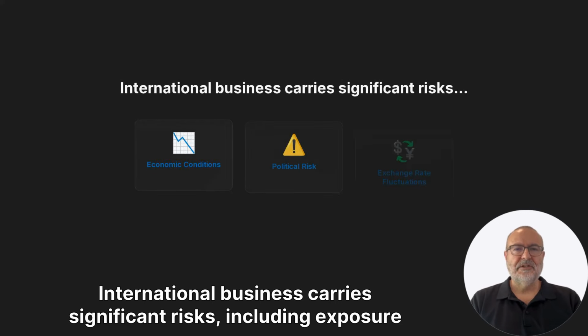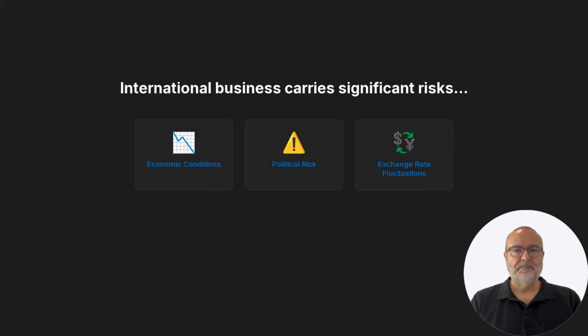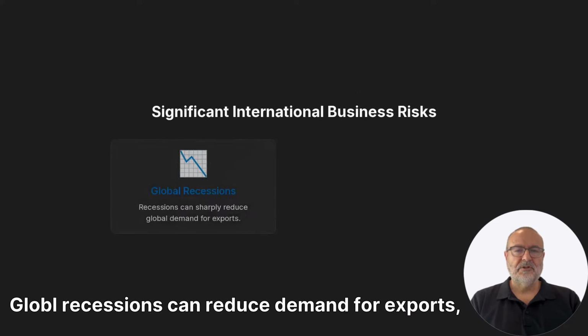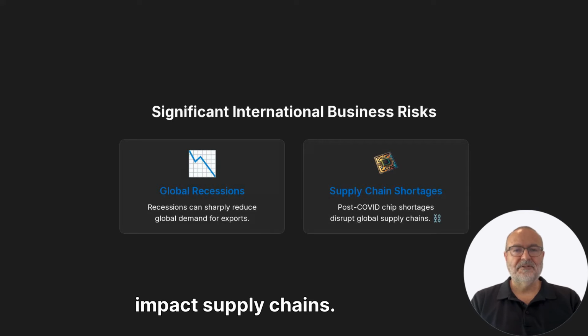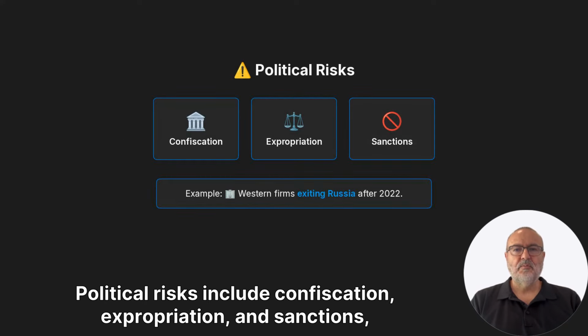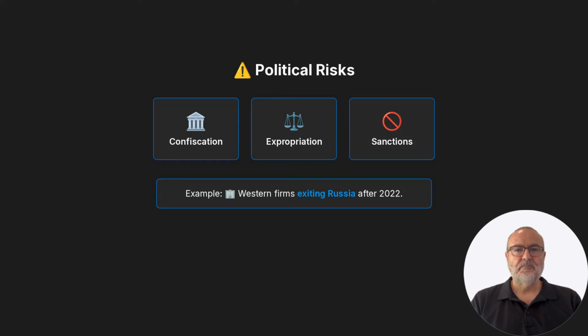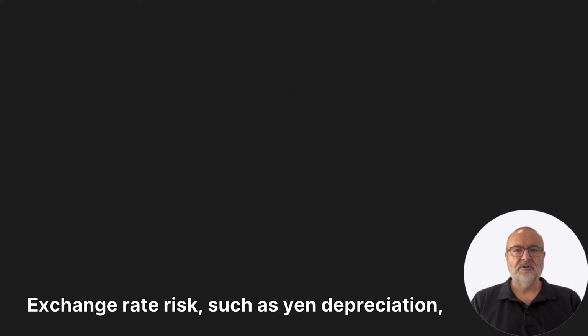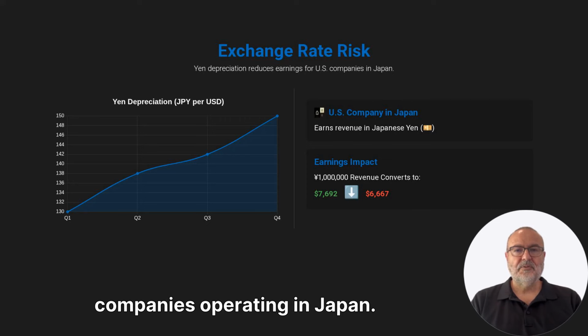International business carries significant risks, including exposure to economic conditions, political risk, and exchange rate fluctuations. Global recessions can reduce demand for exports, and semiconductor shortages, as seen after COVID-19, impact supply chains. Political risks include confiscation, expropriation, and sanctions, exemplified by Western firms exiting Russia after 2022. Exchange rate risk, such as yen depreciation, can reduce earnings for U.S. companies operating in Japan.